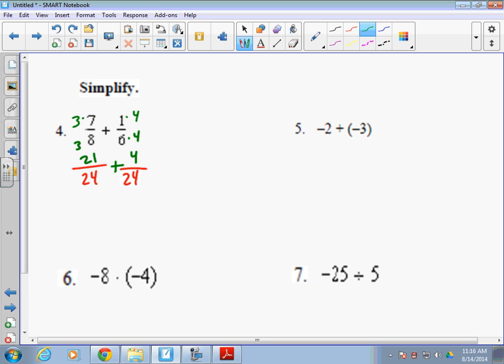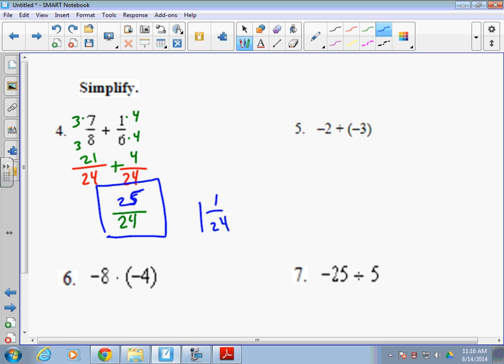1 times 4 is 4. You've got the bottom numbers the same, 24. Add up 21 and 4, and you get 25 over 24. There's no number that goes into both 25 and 24. So it'll be in that form. However, tomorrow, when it is multiple choice, remember, it may be in mixed number form. It may be the answer 1 and 1 over 24. Just know that both of those are the same answer.